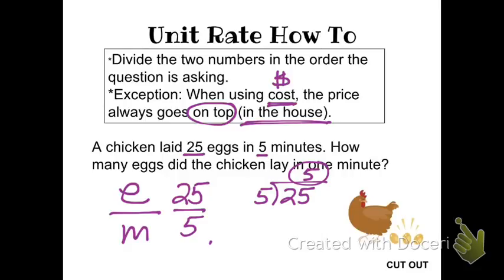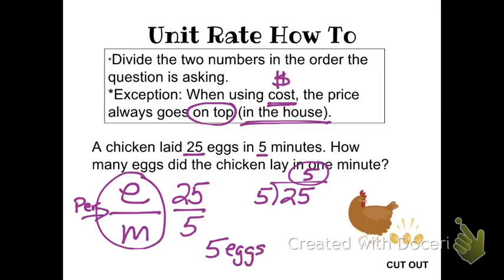So she laid 5, and I'm going to show you a shortcut to figuring out how you label your answer. Are you ready? Here it is. It's right here. It's 5 eggs. Insert the word per minute. Eggs per minute. So right here we're going to put the word per, and that tells us exactly how to label our answer. So it is 5 eggs per minute.